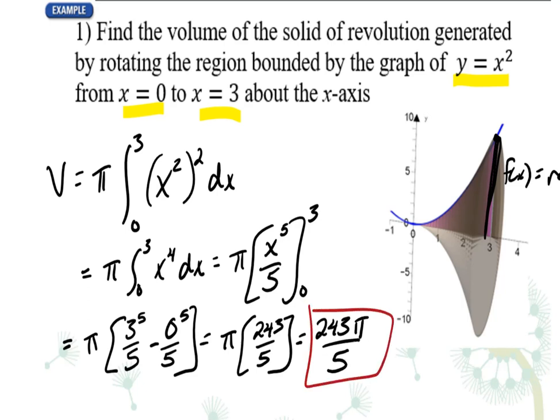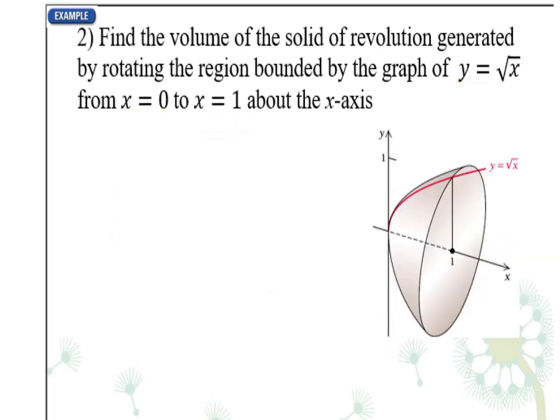And if you were to do this in your calculator using Math9, which you're totally allowed to, you can do just this portion of it in the calculator, and that's going to give you the 243 over 5, and then just slap the pi right next to it. Let's take a look at our next example. Try this one on your own.